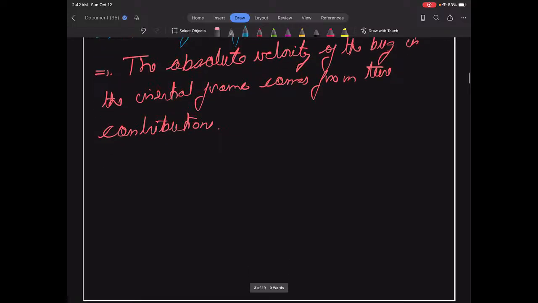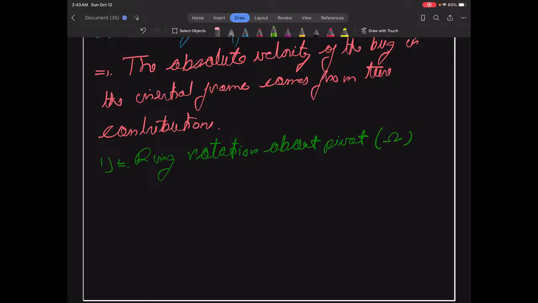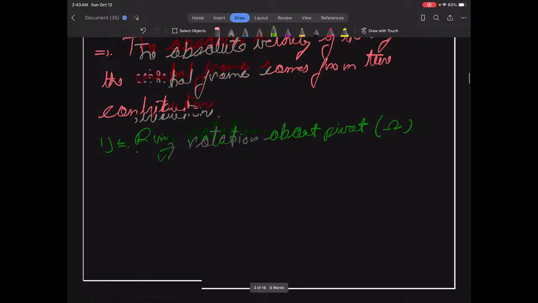First contribution will be ring rotation about pivot. Let us call this omega. So it means the whole ring is a rigid part, so it is going to rotate as a single entity.